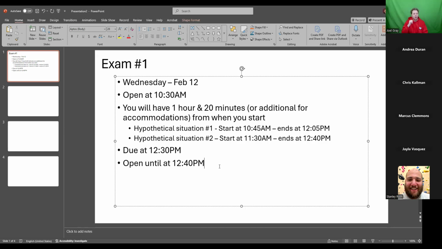One of the questions that people ask is, what time can we start? Can we take the exam at any point? These are your parameters. If you want to start at 10:30, I'll be ready for you to start at 10:30. If you want to wait until 12 p.m. to start, you can start at 12 p.m. You're going to be limited, however, on the time that you have to actually complete the exam. So do this with caution.